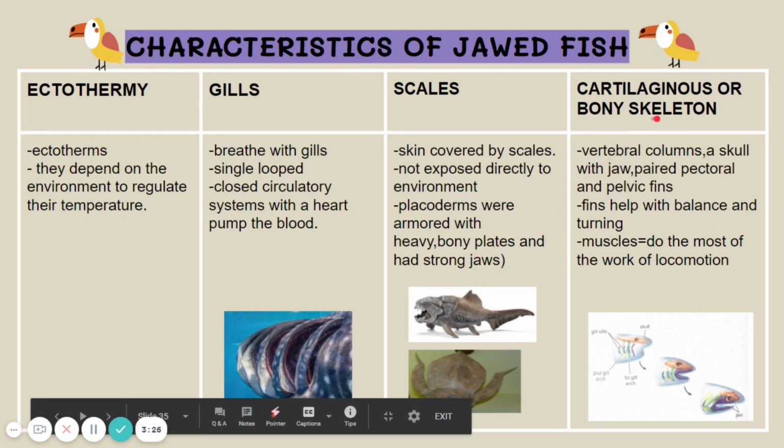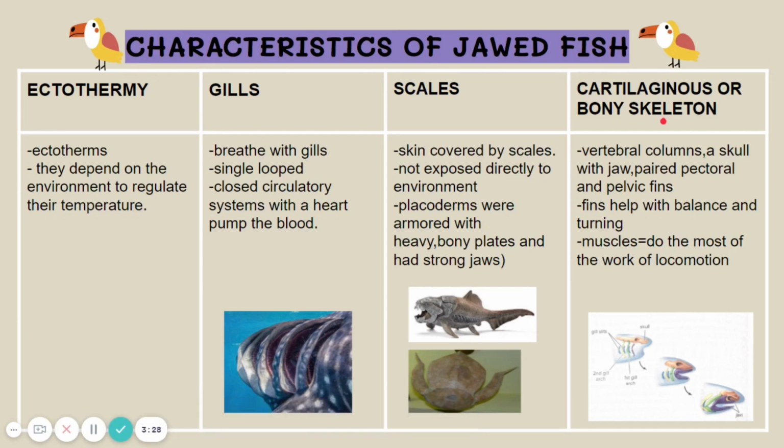Next is cartilaginous or bony skeleton. Jawed fish include the vertebral column, a skull with jaw, paired pectoral, and also pelvic fins. Pelvic fins are projections that are controlled by muscle. Fins help with balance and turning. Muscle does most of the work of locomotion.